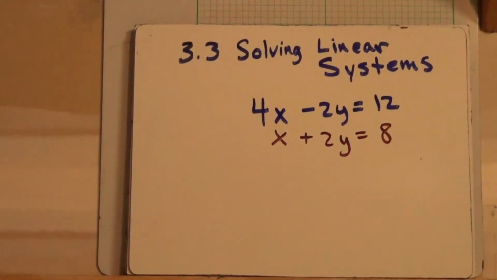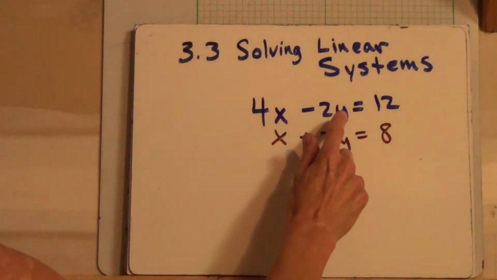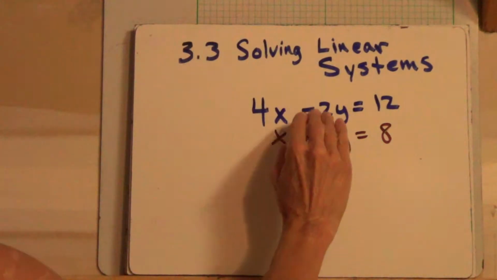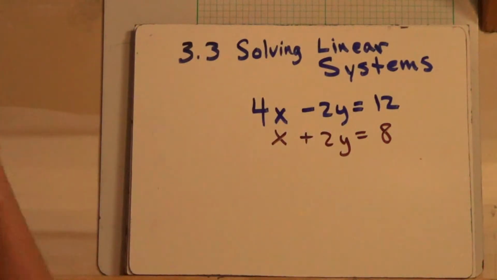Hello, this is 3-3, solving linear systems. Remember, linear means that we've got variables to the first power. Systems means that we have two or more lines represented. So now you've learned how to solve these with graphing, and you've learned how to solve these with substitution.